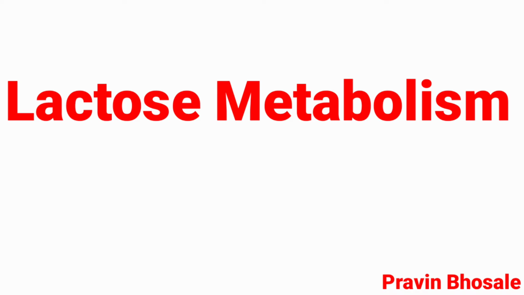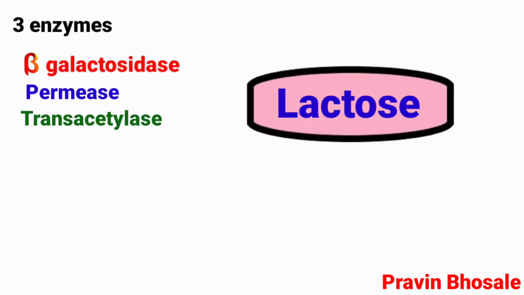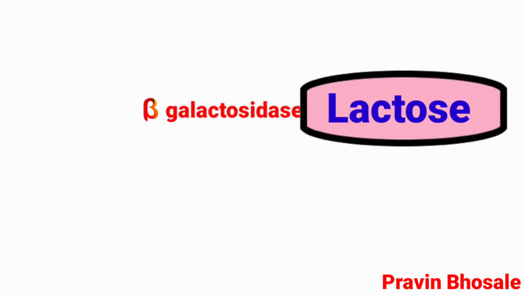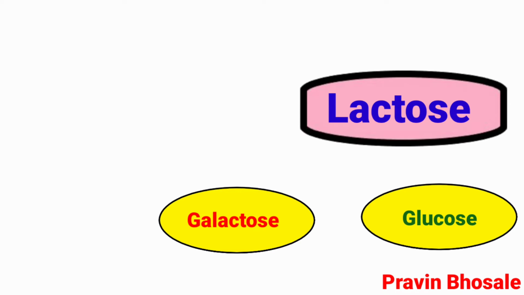Lactose metabolism: three enzymes, beta-galactosidase, permease and trans-acetylase, are very important in lactose metabolism. Beta-galactosidase breaks lactose into galactose and glucose.